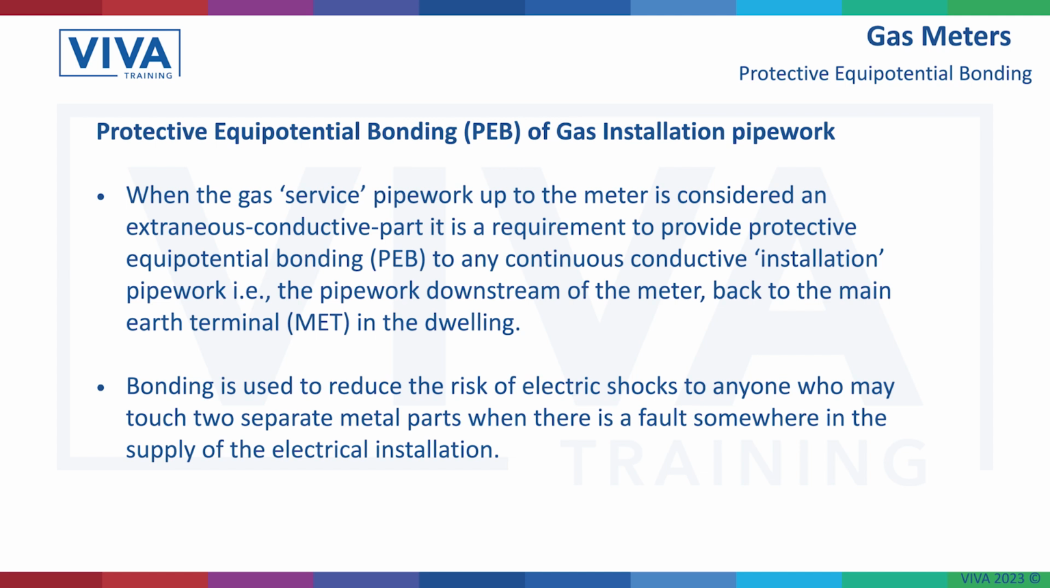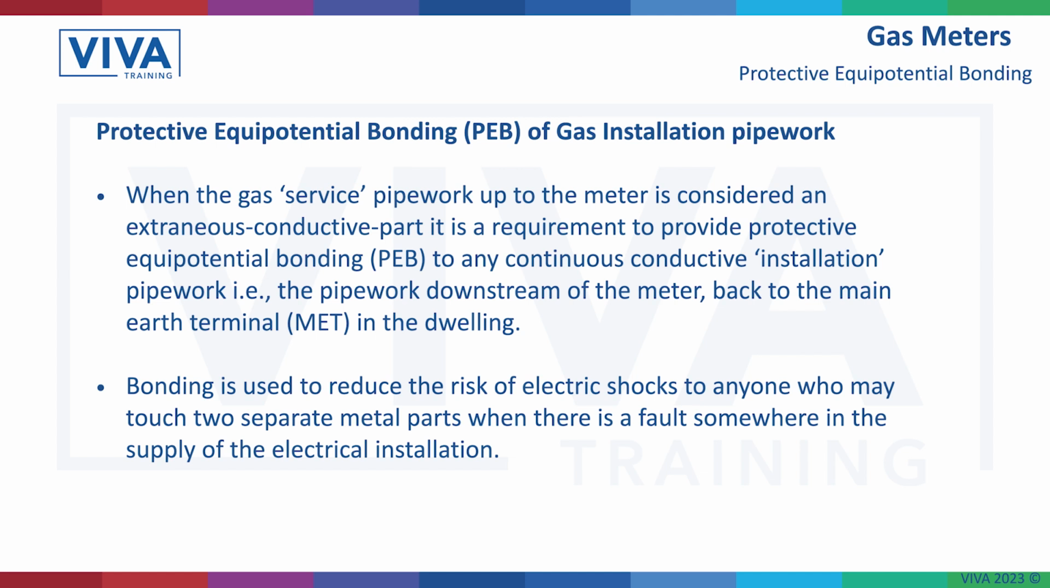Again, that's generally an electrician's job, but we've got to make sure as gas engineers that that meter has got that equipotential bonding on it. The bonding's used there to reduce the risk of an electric shock for anyone who may touch the two separate parts where there's a fault.